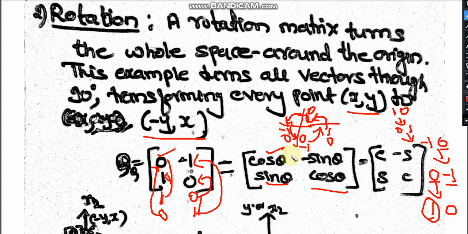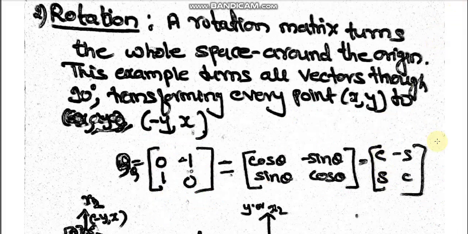So instead of writing the whole cos theta, sin theta, you can write here c, minus s, s and c, where s represents sin theta and c represents cos theta. So this is how you are developing a rotation matrix. This was just an example for developing a rotation matrix for a 90 degree rotation anti-clockwise.